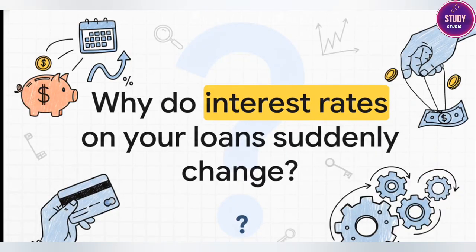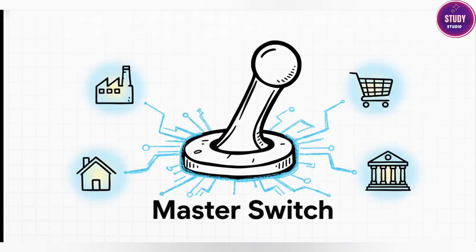I mean, you've probably felt this, right? One minute, you're looking at a loan and the rates seem great, and the next, they've crept up. So why does that happen? What is really pulling the strings behind the scenes on the cost of your loans? Well, believe it or not, it basically comes down to a single, really powerful number. A number that acts like a master switch for the entire economy.